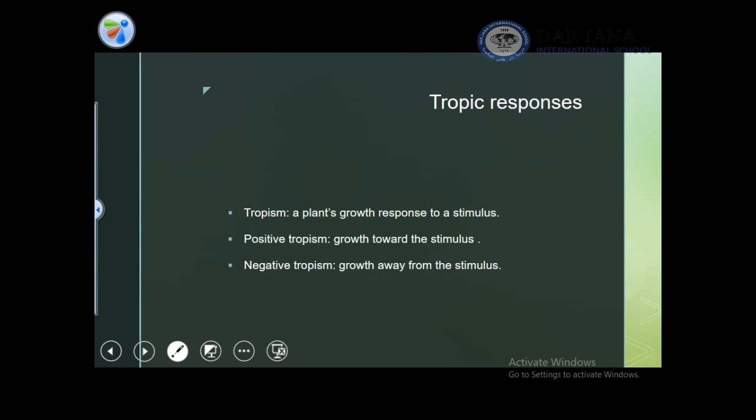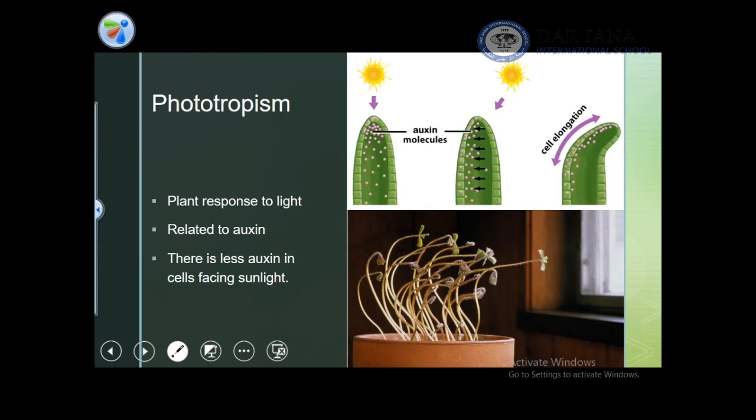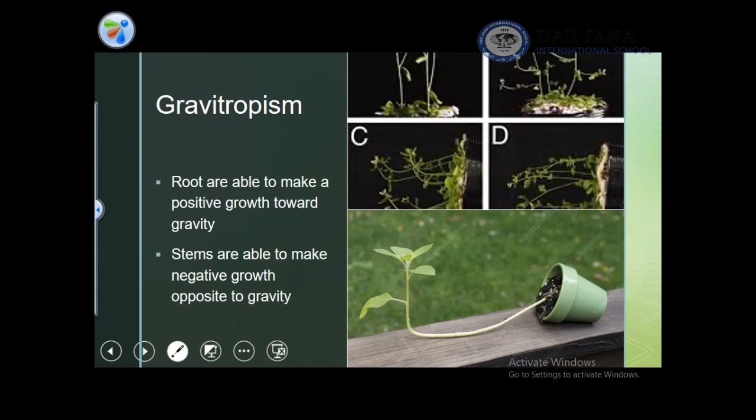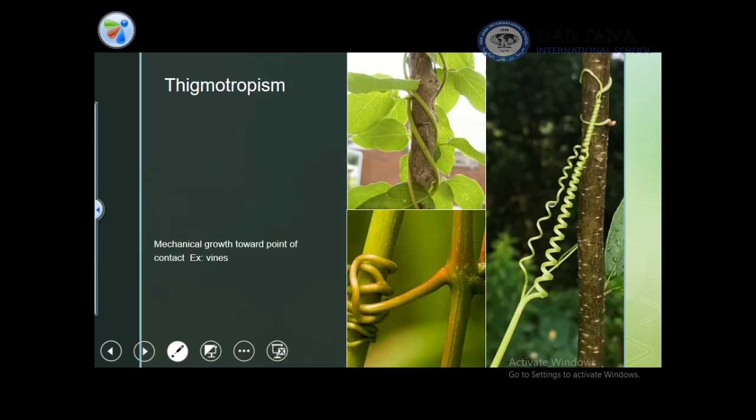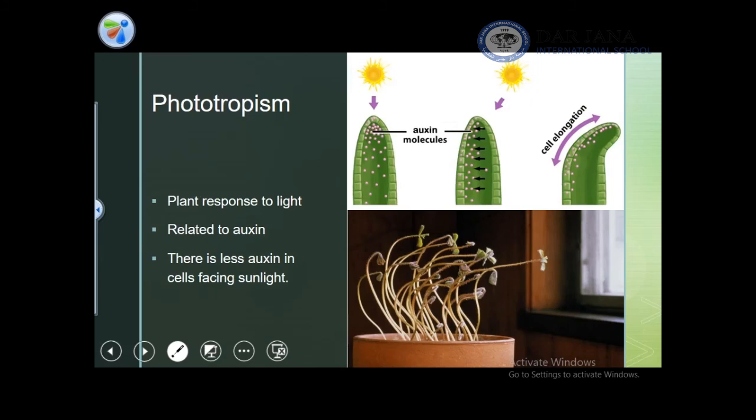We can talk about three types of tropisms in plants. We have the phototropism, and as the name shows, it comes from the word photons, so it is related to sunlight. So here we can understand that sunlight is the stimulus. We have the gravitropism, and as the name shows, it is directed by gravity, and gravity will be the stimulus here. And we have the thigmotropism, which is a kind of mechanical growth toward the point of contact. Let's start with the phototropism.